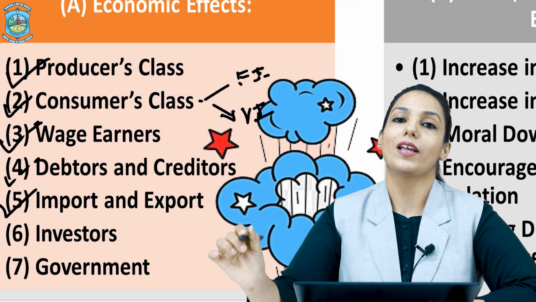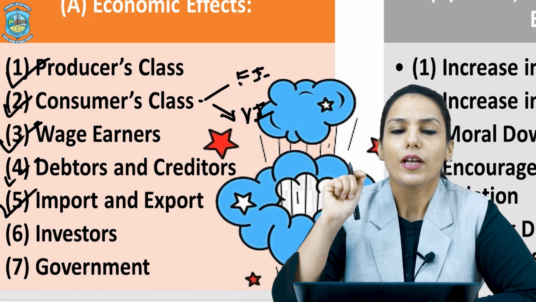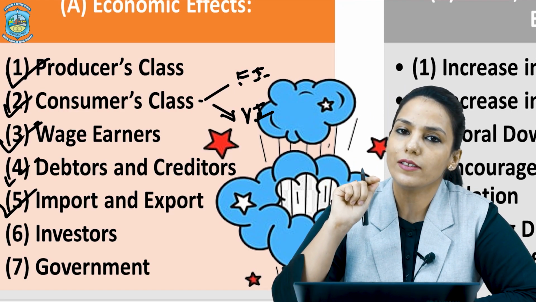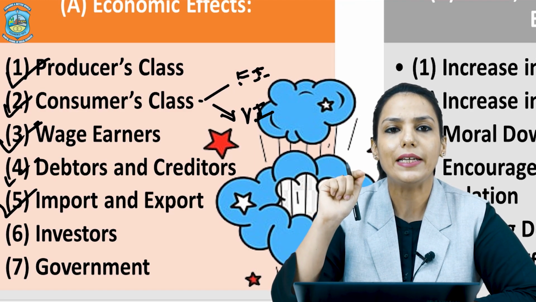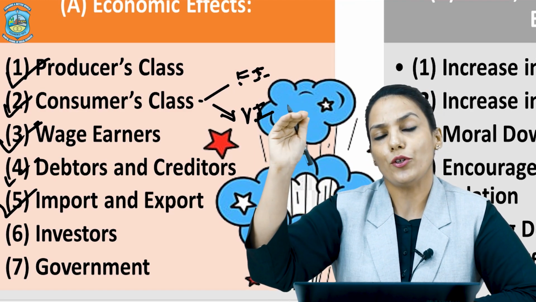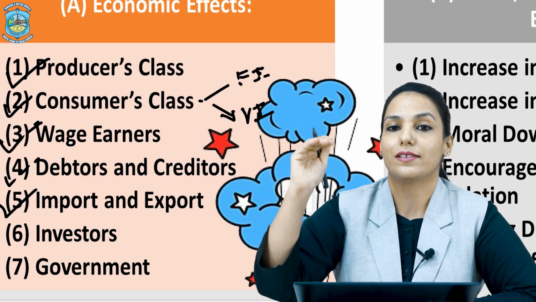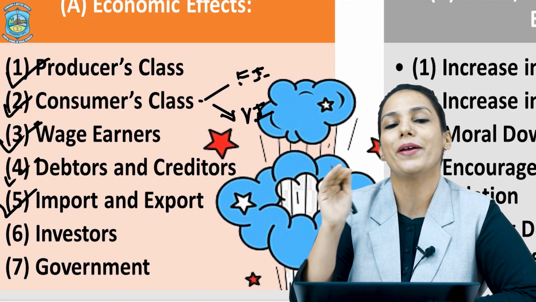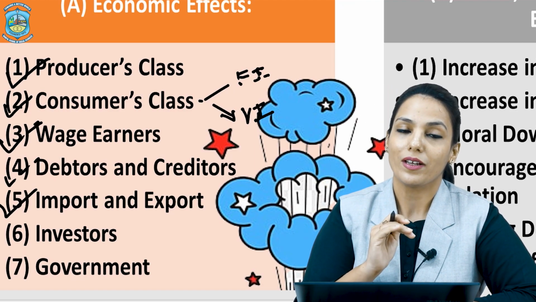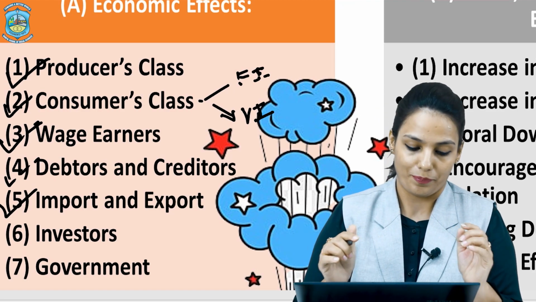Fifth is imports and exports. During inflationary time, commodity prices increase rapidly, and as commodity prices increase rapidly, countries' exports decline and imports increase. This has a negative, a detrimental impact on the economy as it destabilizes the international trade balance.